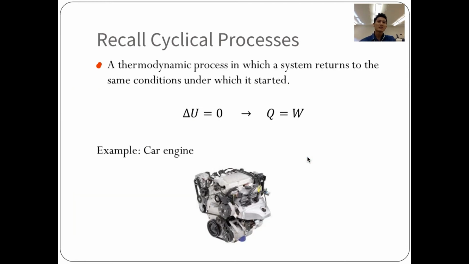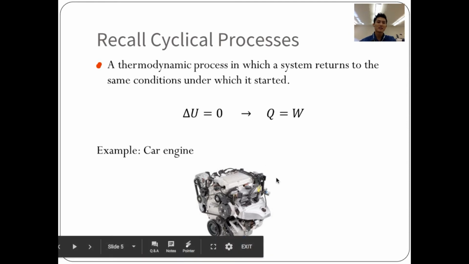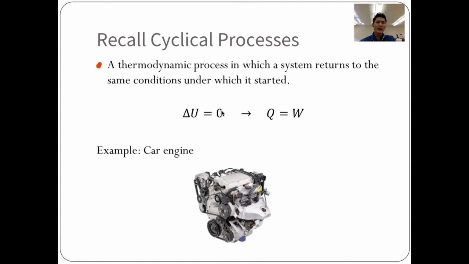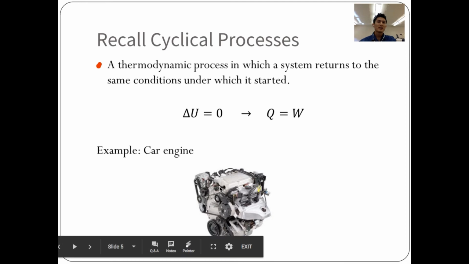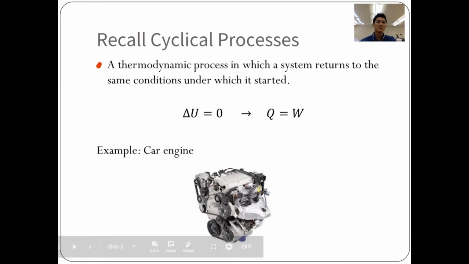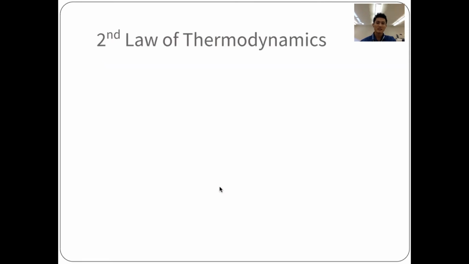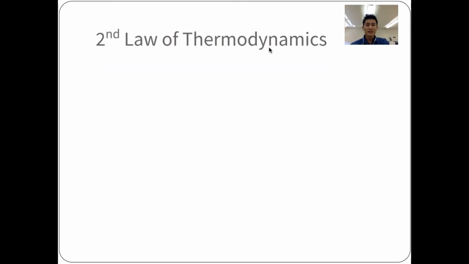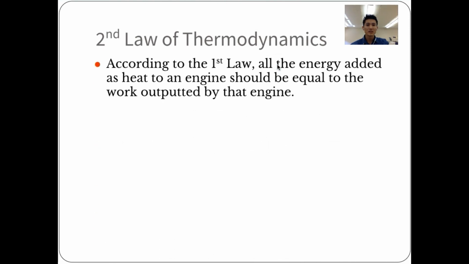If you think about cyclical processes, this also applies when we're talking about engines and mechanics. When we have a cyclical process, unfortunately, some of that heat, some of that energy, is going to become more disorderly. Because of this, we run into a few conclusions. First of all, according to the first law, the energy that we put into the engine should be equal to the work outputted by that engine. However, we don't experience that.